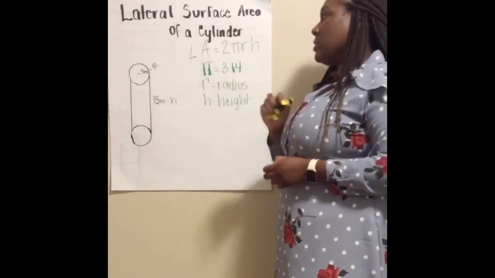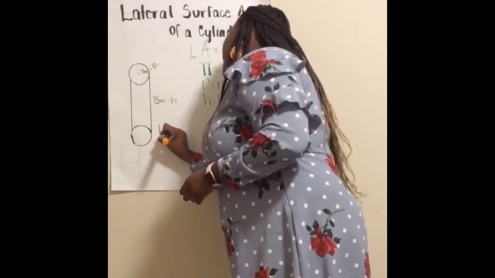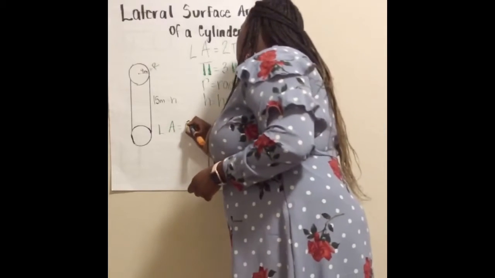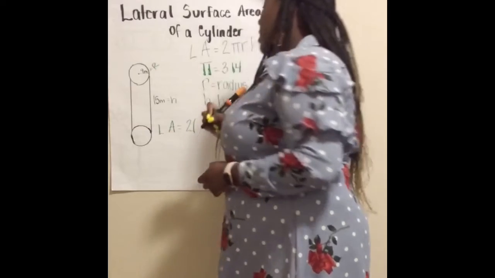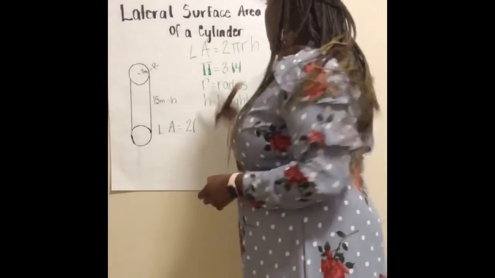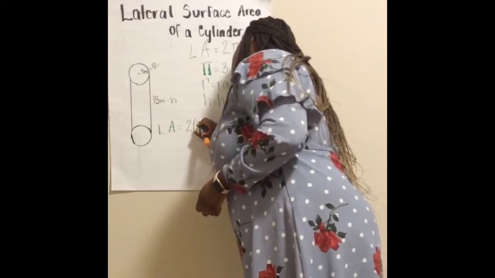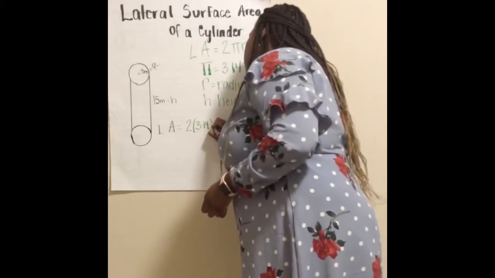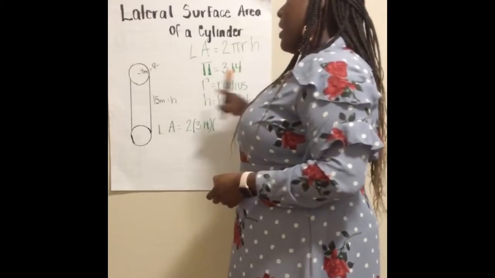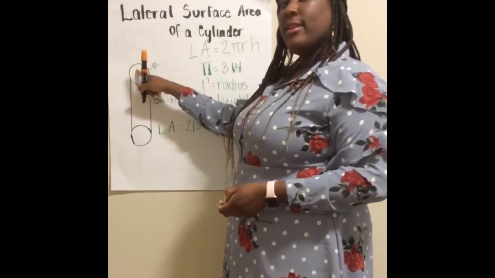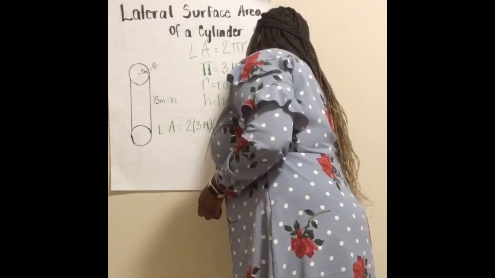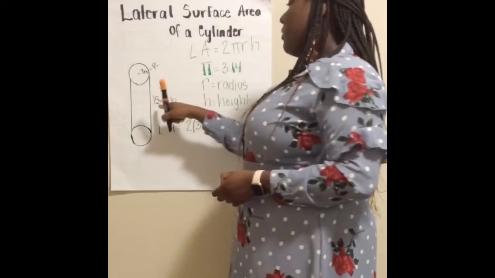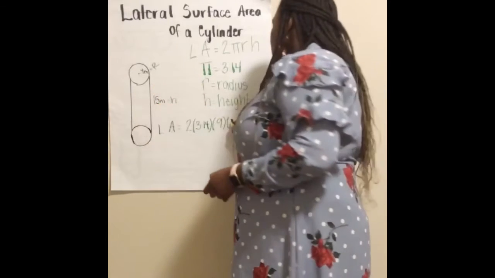So now that we know those two, let's plug it in our formula. So we have LA, because we need to remember what we're solving for. We're solving for lateral surface area. We have 2. I open my parentheses. And first thing is my pi, which is 3.14. Whenever you open it, you have to close it. So I'm going to open another one just for my radius. My radius is what? 9. Okay? Close it. Open another one for my what? Height, which is 15.